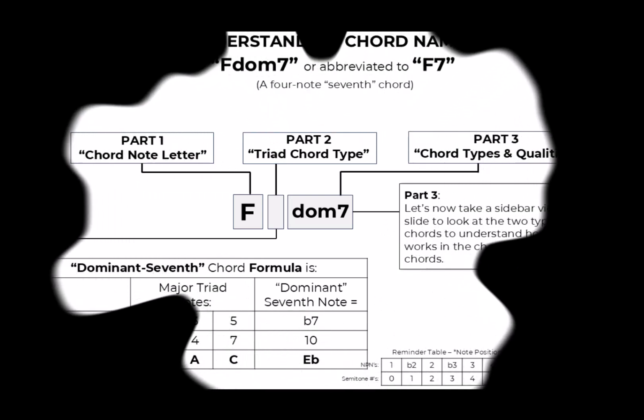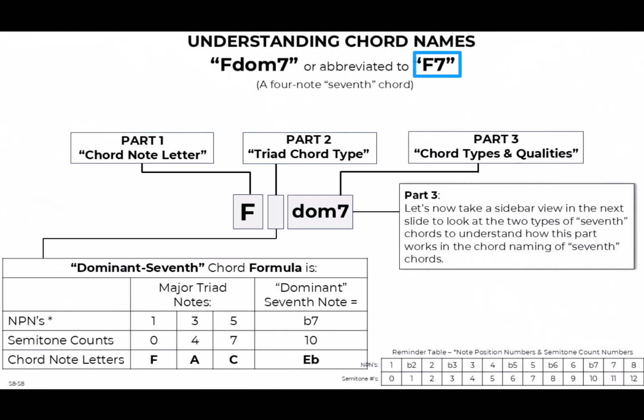The chord we now see is most commonly pronounced as an F7 chord, but is more accurately pronounced as an F dominant 7th chord, my first example of a Group 2 4-note chord. As we see here in Part 1, it shows us that this is an F chord letter name, which is also its starting note. Nothing new or different here.